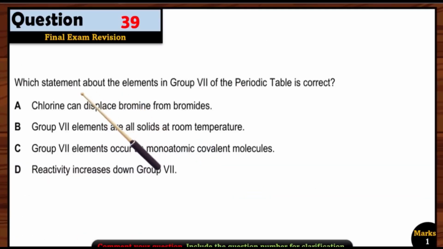Okay, let's see question 39. Which statement about the element in group 7 of the periodic table is correct? First, chlorine can displace bromine from bromides. Yes, that's right.